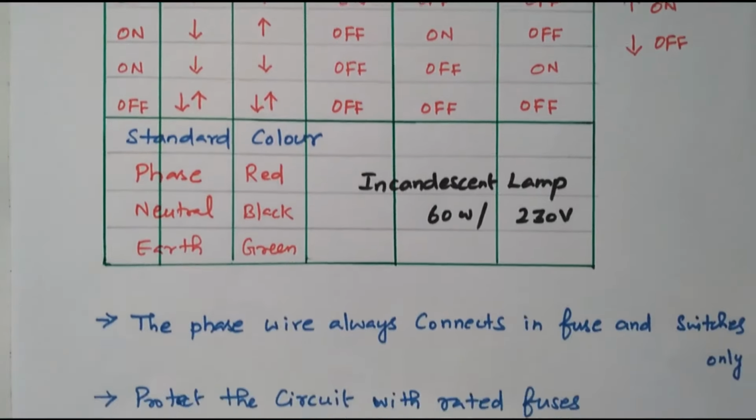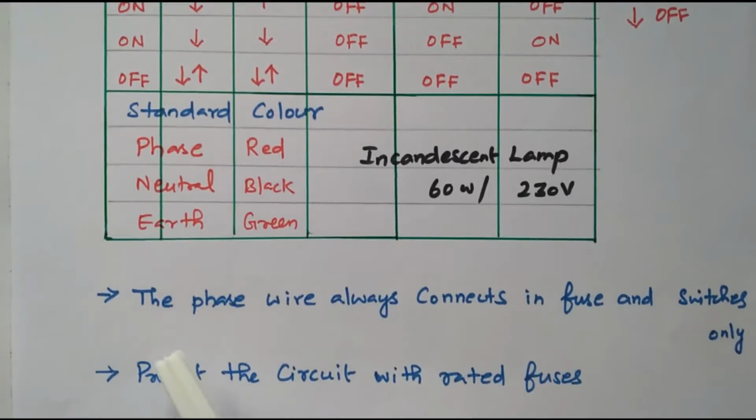Now we need to see what procedure we need to follow. The phase wire is always connected through the fuse and switches only. The neutral is connected directly. Phase wire is always connected through the fuse and switches in order to protect the circuit and also control the circuit. Protect the circuit with rated fuses. Based on this rating, we need to decide the rating of the fuse. The rating should not be more or less. We will see some more precautions.